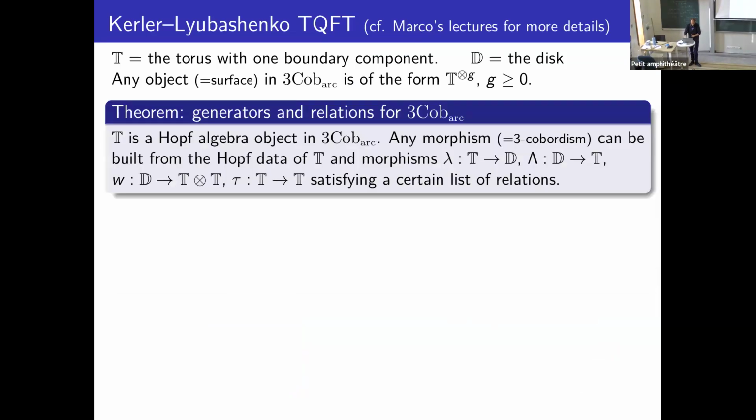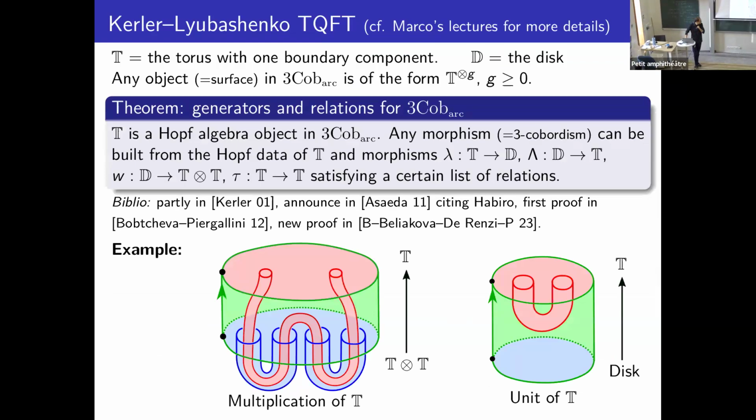So Marco will explain all of this, but there is this theorem which tells you that actually you have a presentation by generators and relations for this category, 3Cob, okay? The generating object is just the torus, because if you remember, objects in our category are just surfaces with one boundary component, but this is just genus, right? So the genus g surface is isomorphic to g copies of the torus.